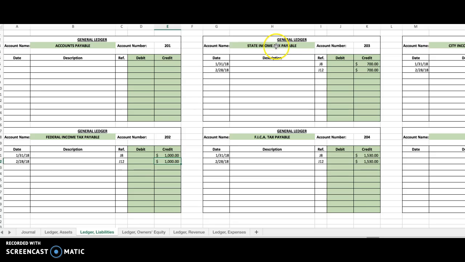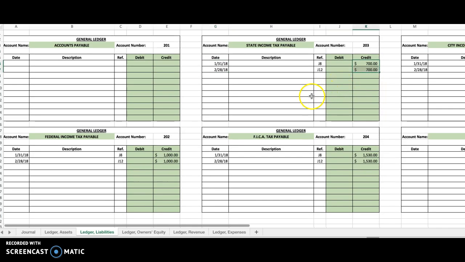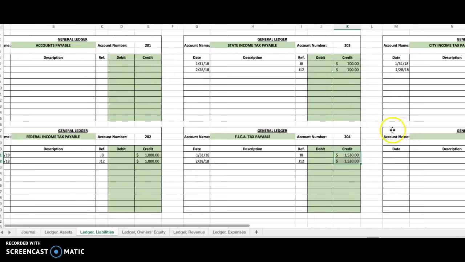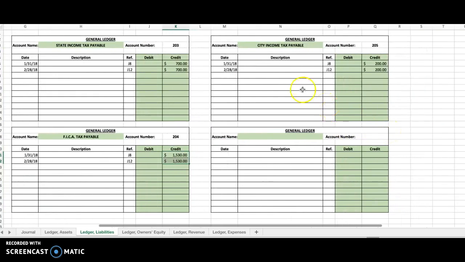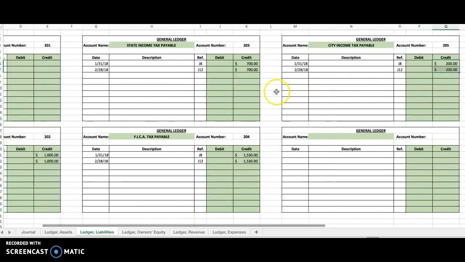Same thing happens with the state income tax payable. You see those two dates at the end of January and February, and again, two credits of $700 each time. FICA, the same way. At the end of each month, there's a credit of, in this case, $1,530. Over in city income tax, nothing different here as well. Two credits, in this case, $200 each.